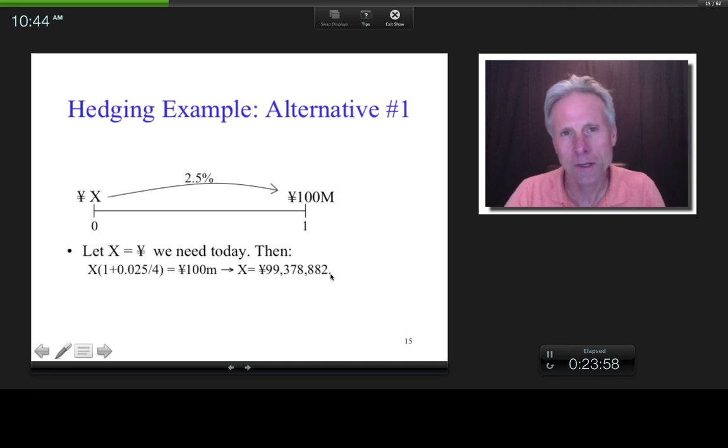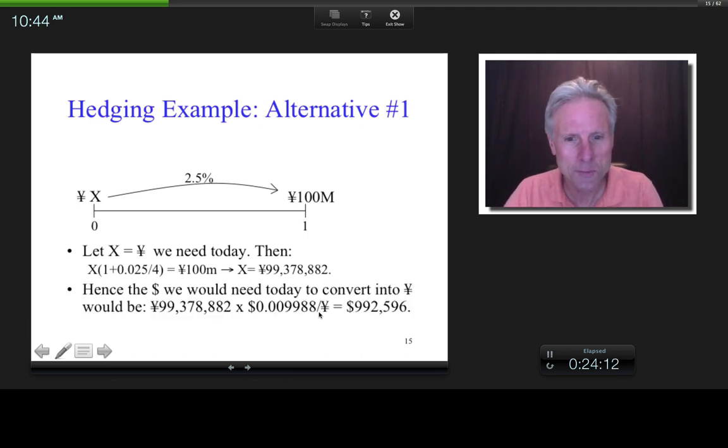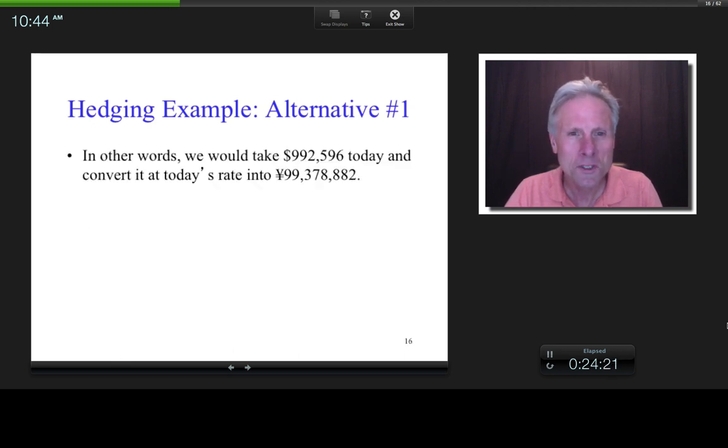What exchange rate would I use? Would I use the future or forward rate? Would I use the spot rate today for an exchange today? Hint, hint. That's what I'd use, right? So basically, using the spot rate, I'd need almost $1 million today. I'd need $993,000 today, roughly. So if we look at what's going on, we would need $993,000 today. We'd convert it at today's exchange rate to about 99.4 million yen.